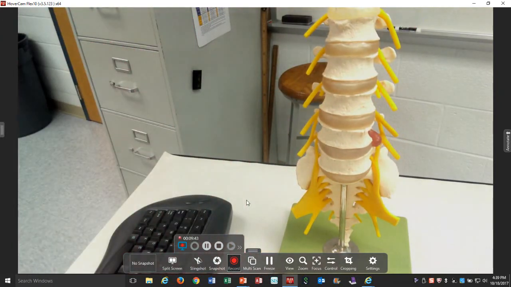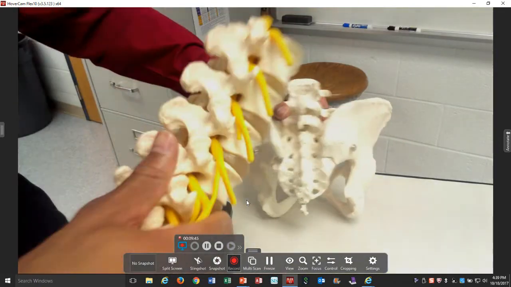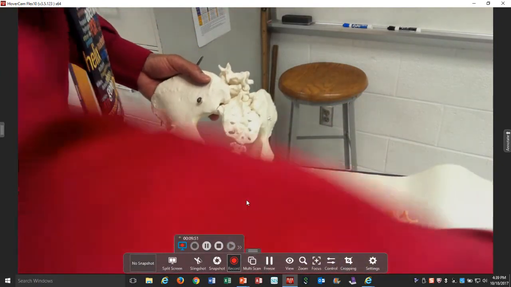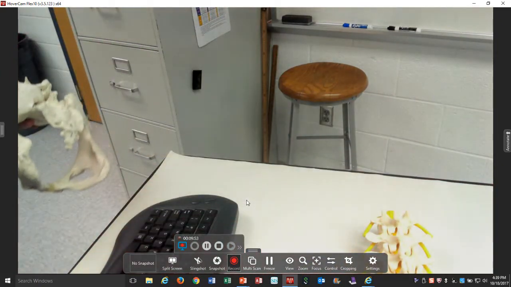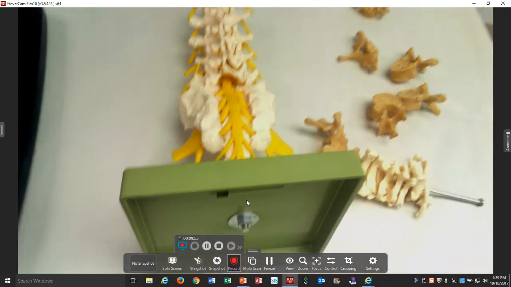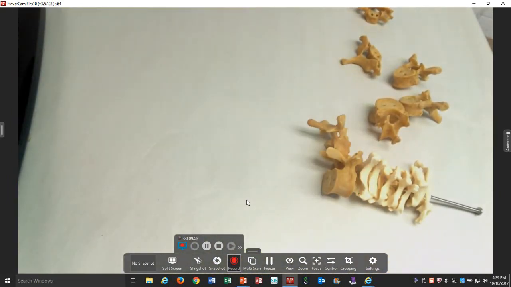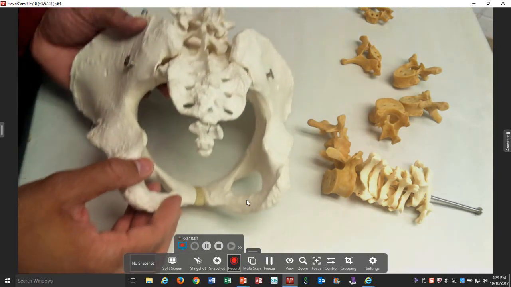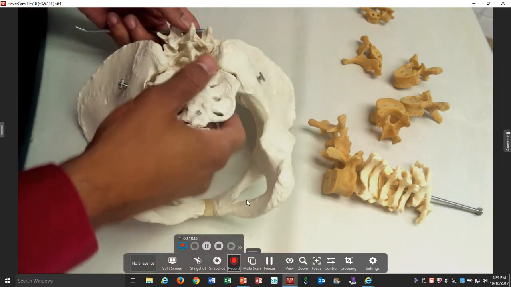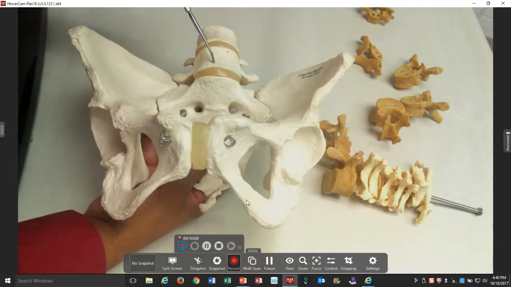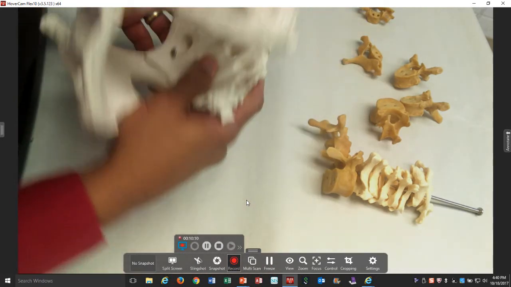And I'll do one last point and kind of close this. I almost dropped it. Okay, so I laid it on its side. Let's do this. So here's a hip bone with L4, L5, and then this is the sacrum, and there's your coccyx bone.